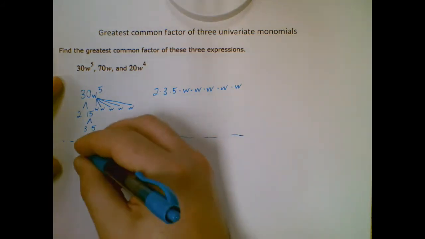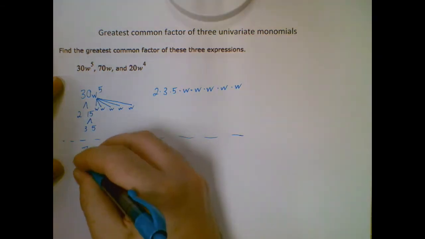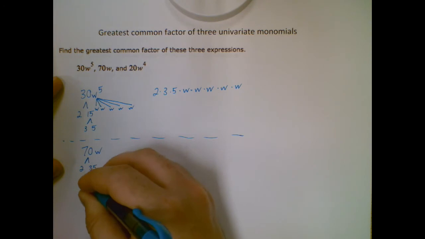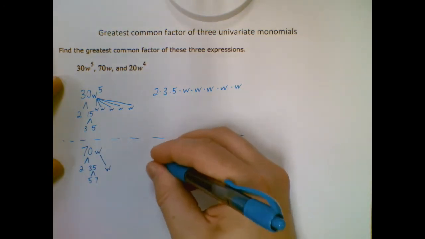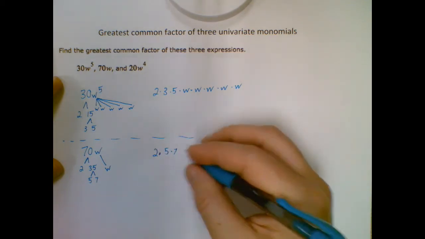All right, so I have that. So let's look at 70w. So 70 is 2 times 35. 35 is 5 times 7. And w, there's only 1. So that's 2 times 5 times 7.